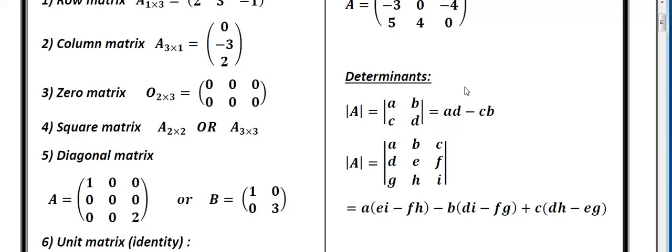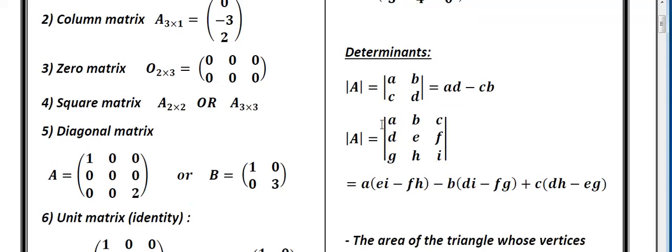And what about determinants? The determinant, the absolute value of matrix A, we can find the result by multiplying a times d and subtracting c times b. That is the multiplication of the elements in the diagonal, a times d, subtract the secondary diagonal, c times b.